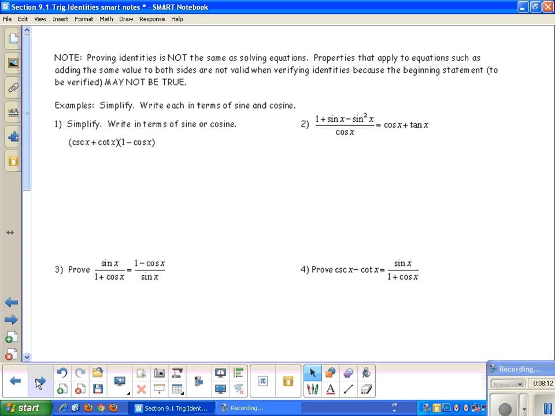So number 1 is just an example of simplifying, and it says write in terms of sine or cosine. This is what we did in section 6.5. So let's just go ahead. I would pause the video and see if you can simplify this on your own, and then unpause it, and we'll do it together.